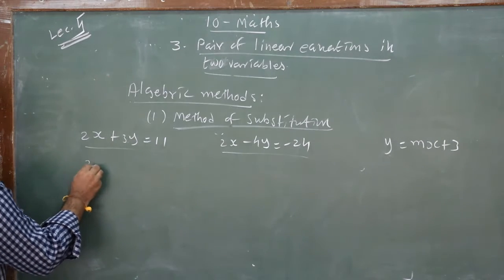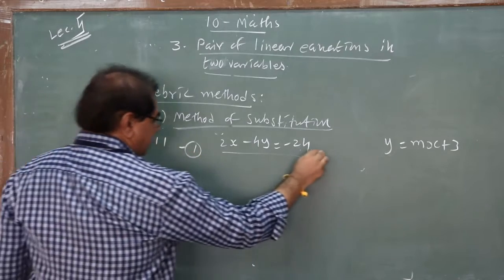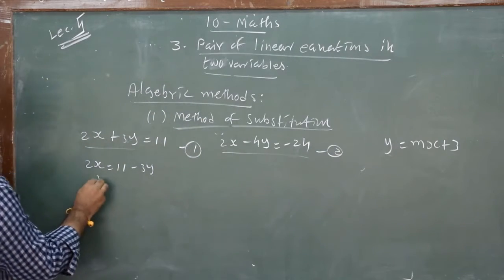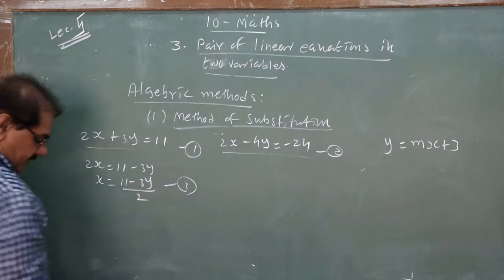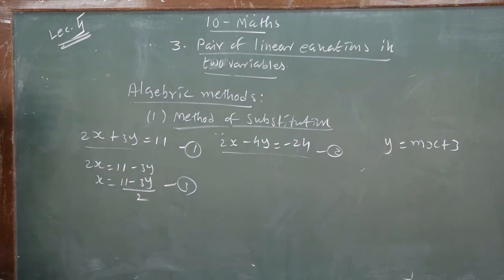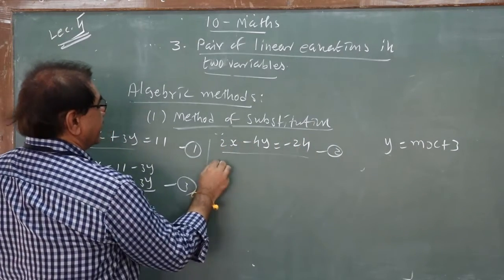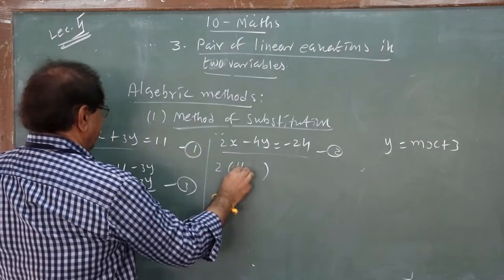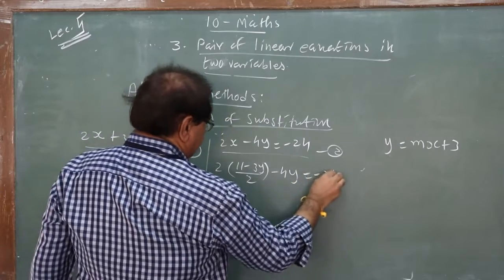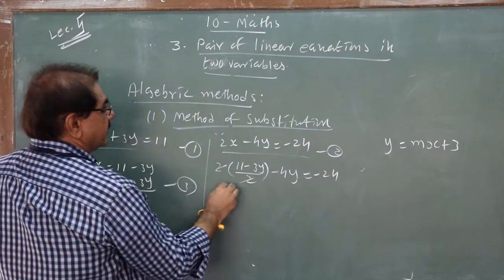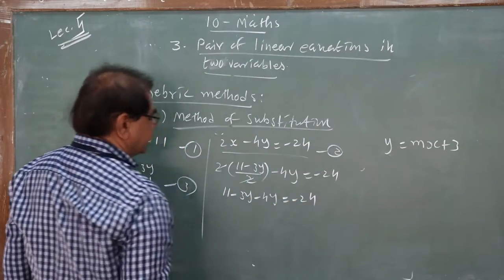So first of all, 2x is equal to 11 minus 3y. It is equation number 1. It is equation number 2. Okay. So x is equal to (11 minus 3y) whole upon 2. Equation number 3. Substitute the value of x from 3 in equation number 2. So rewrite equation 2. Therefore 2 into bracket x is what? (11 minus 3y) whole upon 2 minus 4y is minus 24. 2 cancel. 11 minus 3y minus 4y is equal to minus 24.